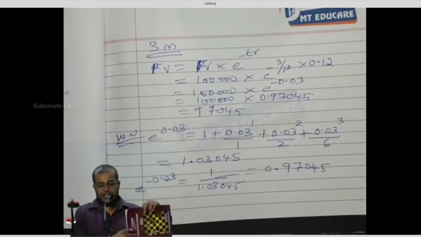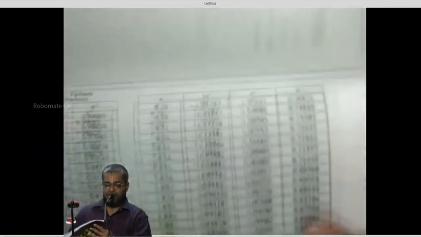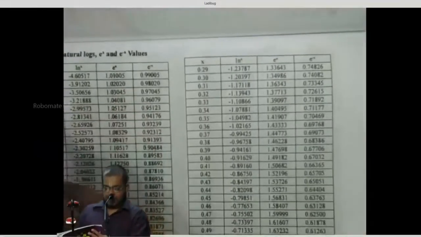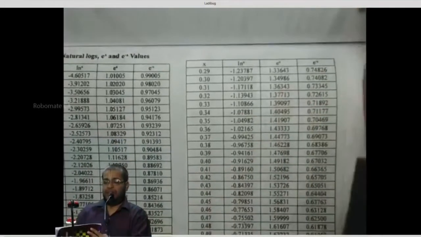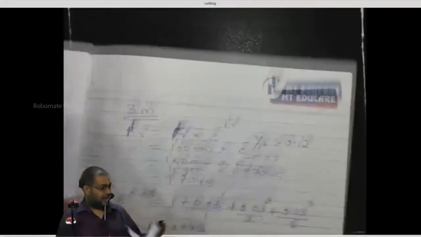Look at 0.03, e power minus x. Please look at 0.03. That is e power minus. What is the number here? 0.97045. The same number you are getting. Everybody, are you understanding it or not?